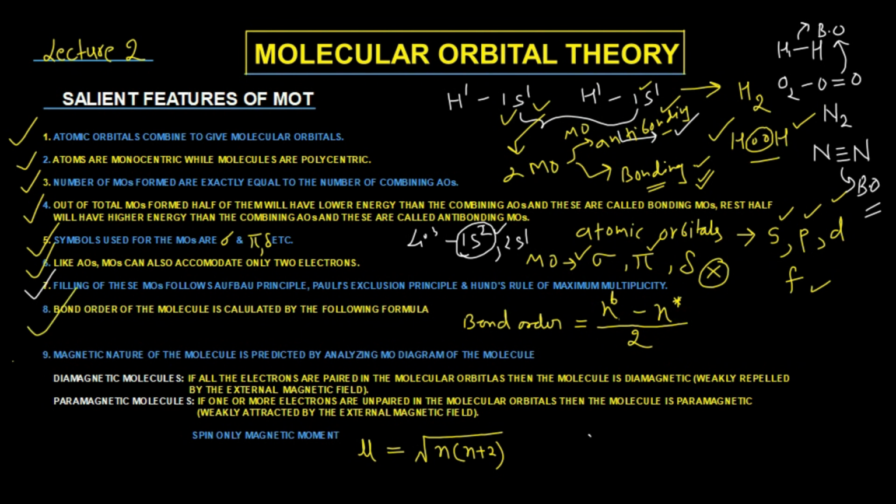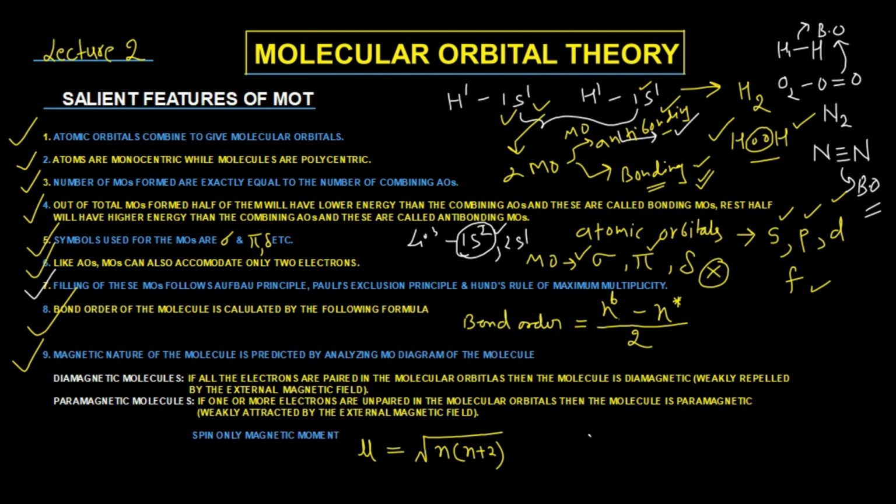Now there comes point number 9. See, a very important and distinct feature of molecular orbital theory is that it predicts the magnetic nature of the molecule. Say you have the hydrogen molecule and you keep it in a magnetic field, right? So a magnetic field can do two things with it. One, the molecule can be attracted by the external magnetic field, or it can be weakly repelled by the external magnetic field. These two things can happen with hydrogen, oxygen, nitrogen, or any other diatomic molecules, right? This shows the magnetic nature.